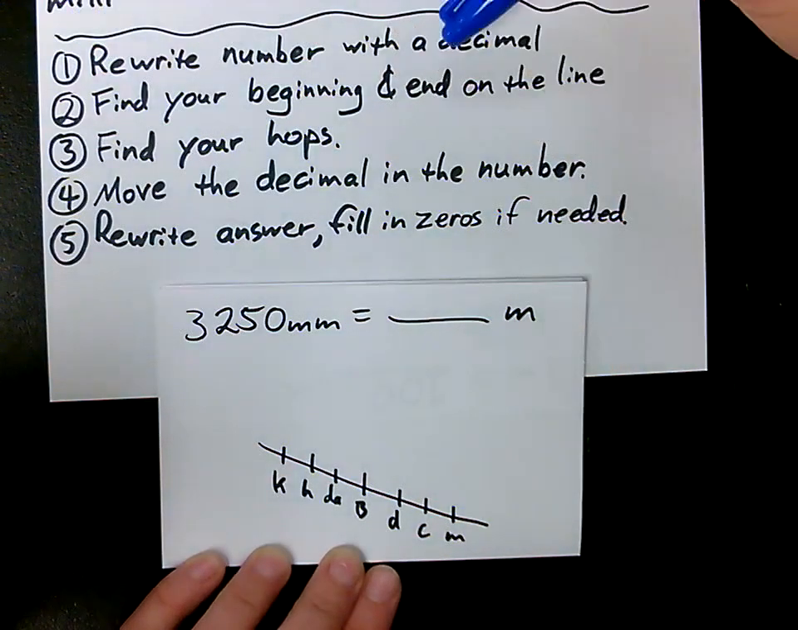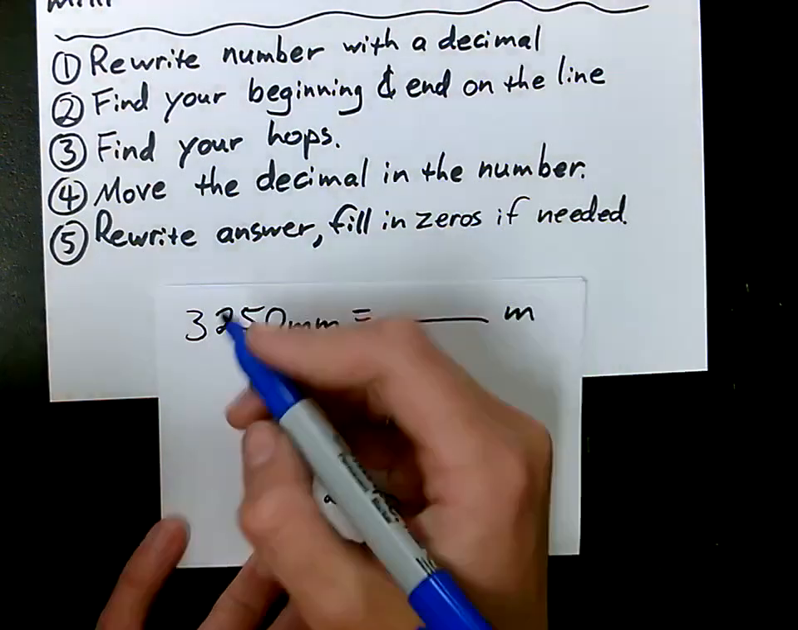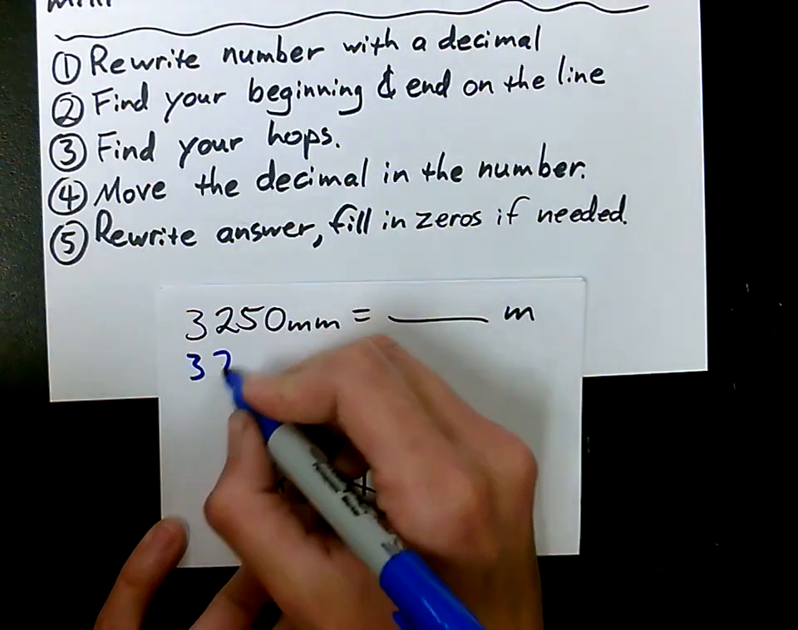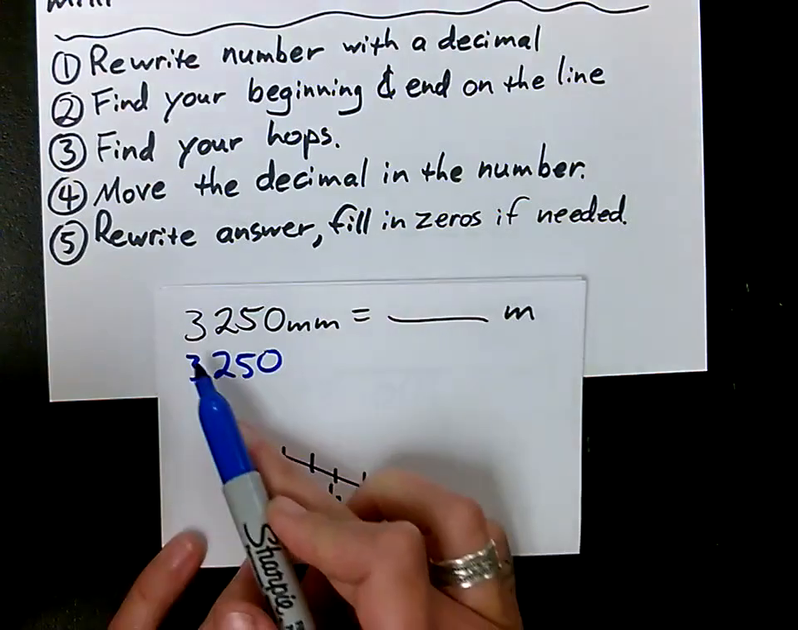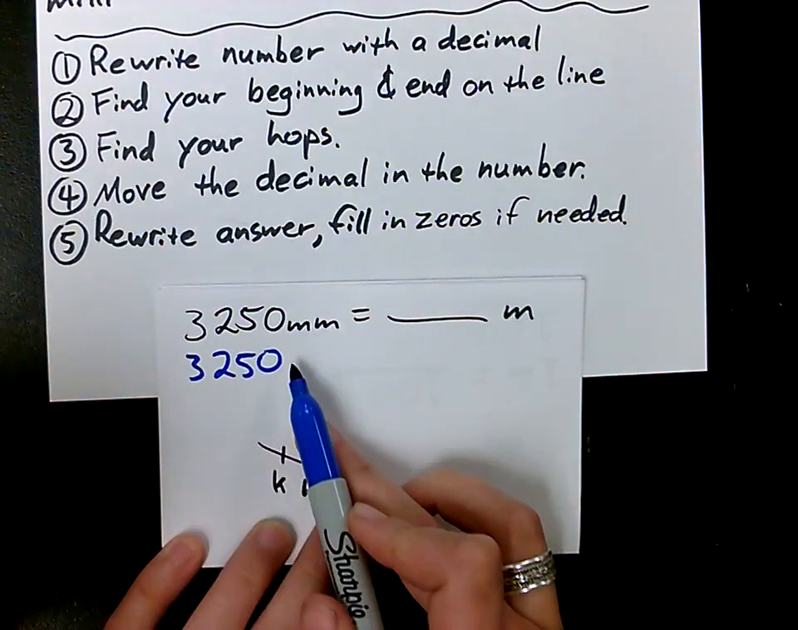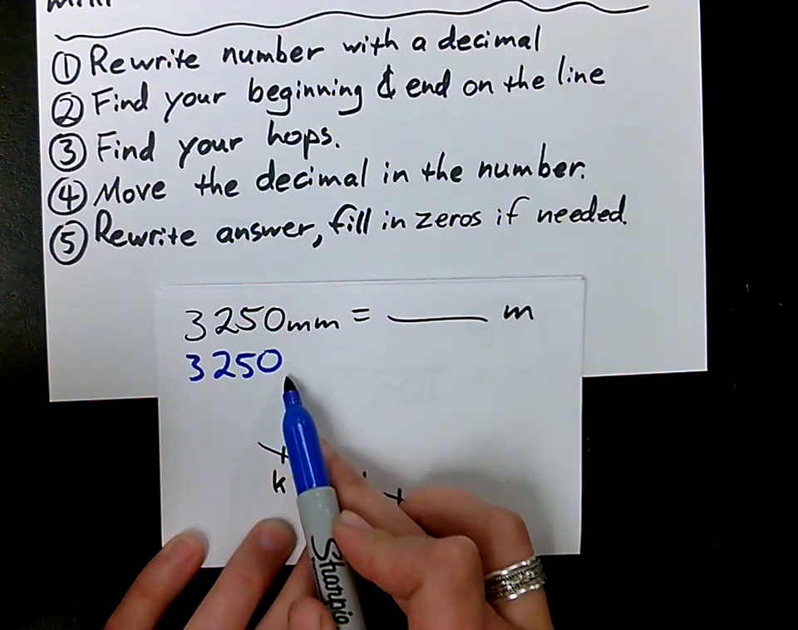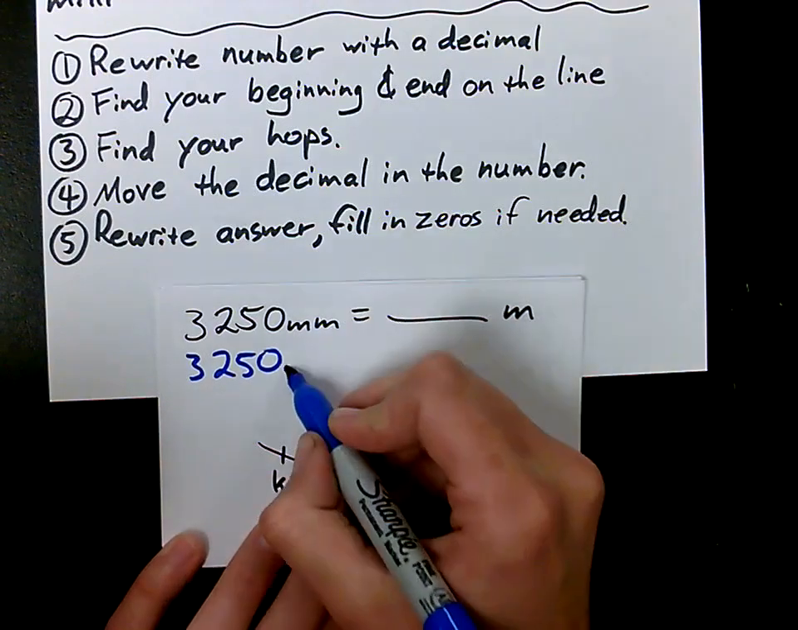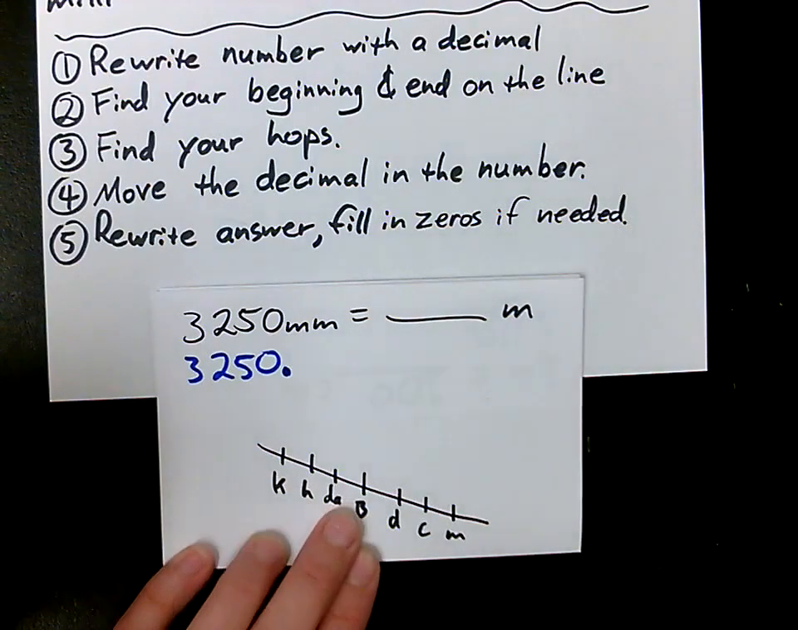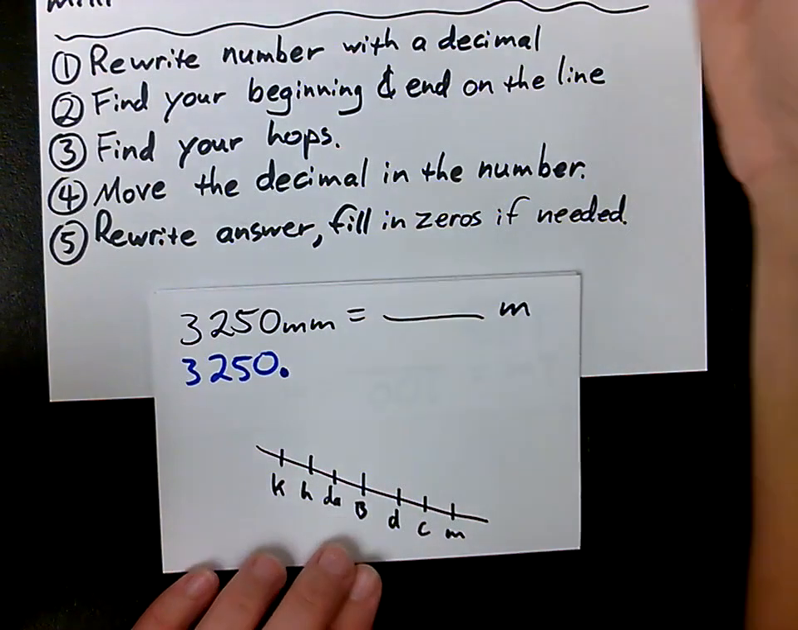First thing we need to do is rewrite the number with a decimal in it. So this number doesn't have a decimal point displayed, but there is an invisible one there, and it's right here at the very end after the 0. So I'm going to throw that decimal point in there. Okay, good. Step number 1.